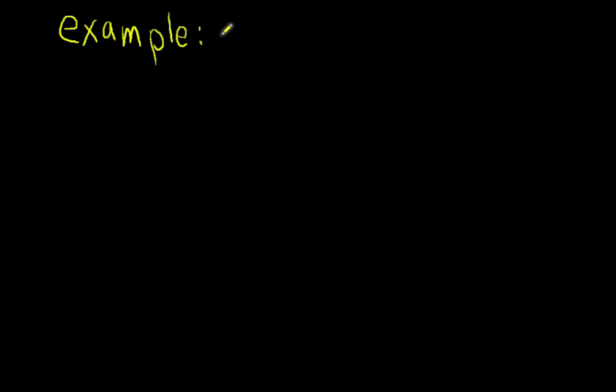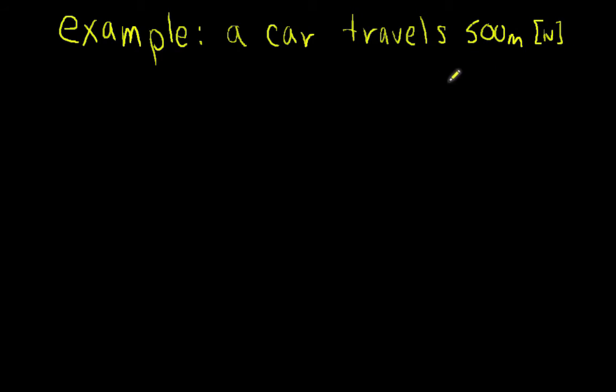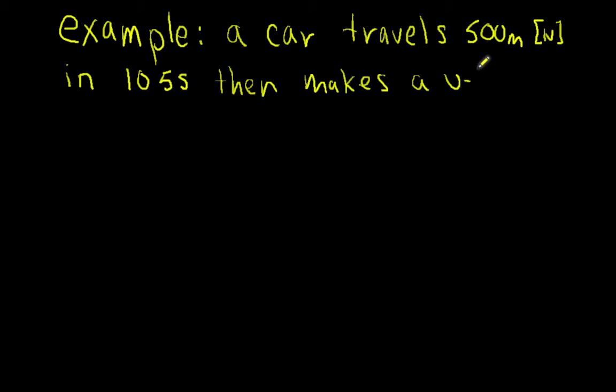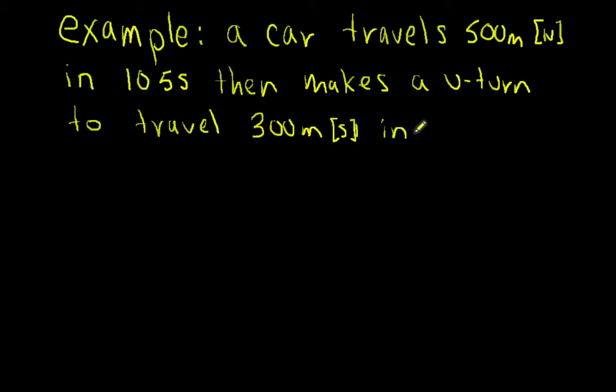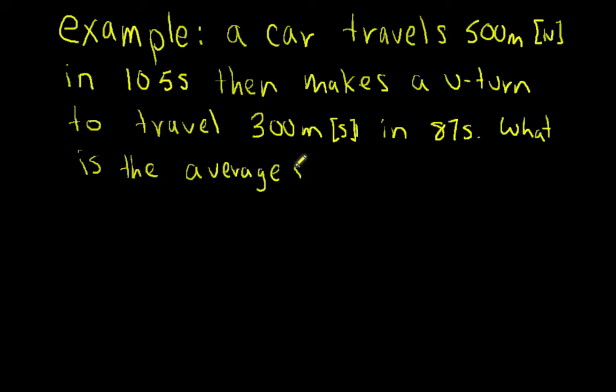Now here's an example. A car travels 500 meters north in 105 seconds, and then makes a U-turn and travels back 300 meters to the south in 87 seconds. What is the average speed and velocity of the car?